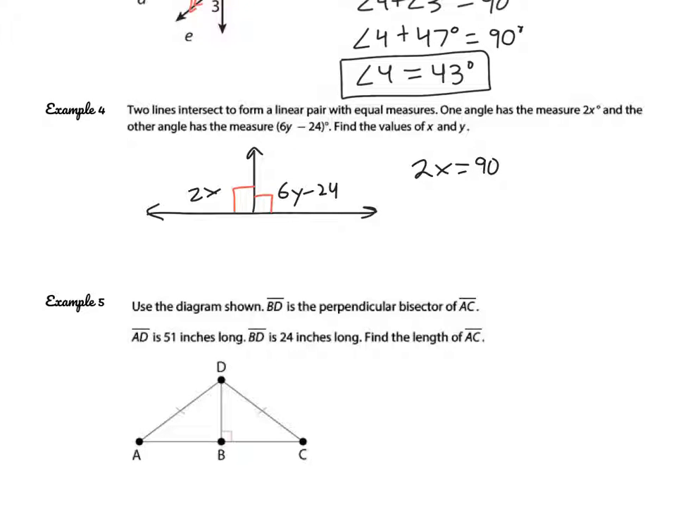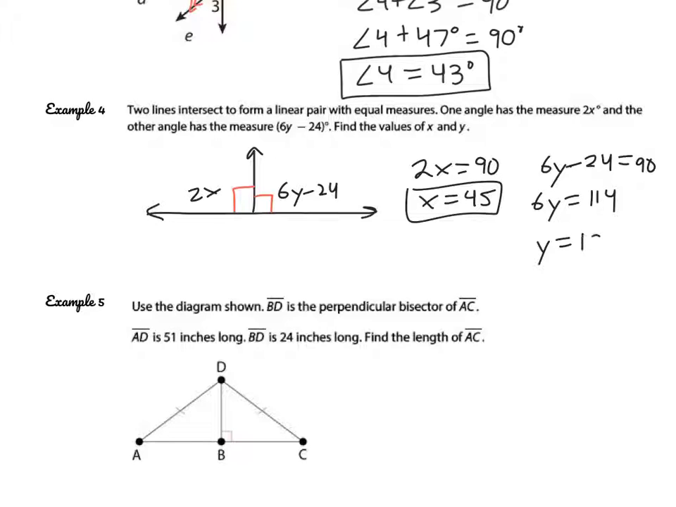So I'm going to set up my first equation, and I get x equals 45. Then I can say 6y minus 24 equals 90. So 6y equals 114. And then I'm going to divide both sides by 6, and I get y equals 19. So again, you do have to realize that the only way to have a linear pair with two equal measures is that they are both 90 degrees.